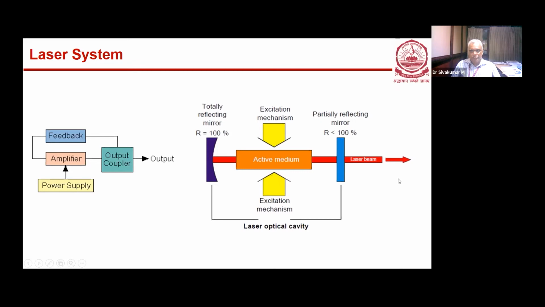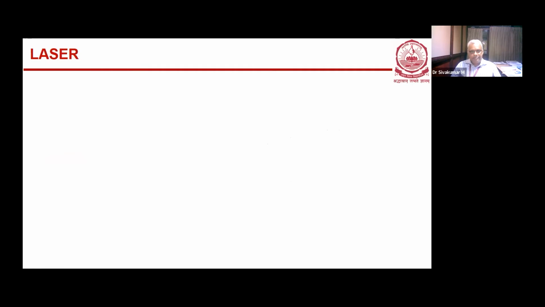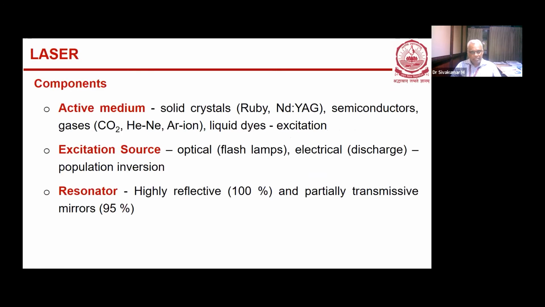So this is the laser oscillator. Initially it was coined as LOSER, laser oscillation by stimulated emission of radiation. But that word was not good for getting funding and other things. So they modified oscillator into amplification: light amplification by stimulated emission of radiation. Okay, next. These are the components, as I told you.